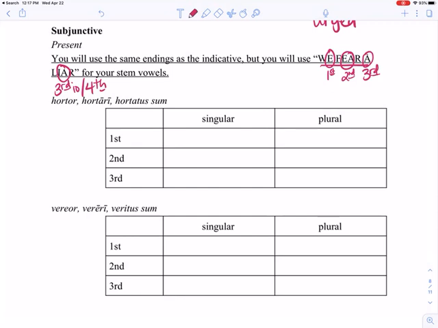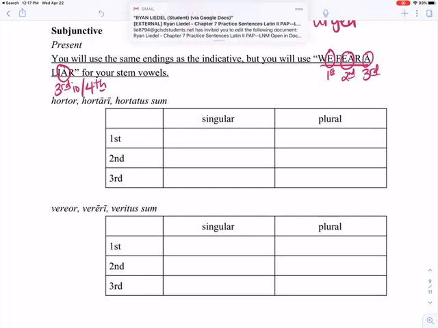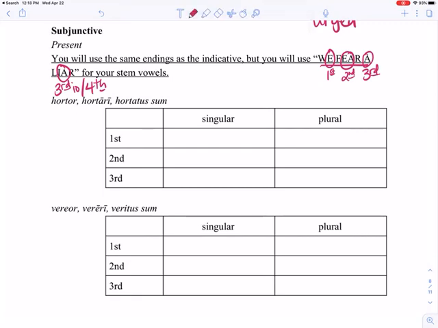We're going to take our first principal part here, and we are going to drop the OR. So, hort is my stem. And remember, we don't have translations for these because sometimes the translation depends on how it's really being used in the sentence.